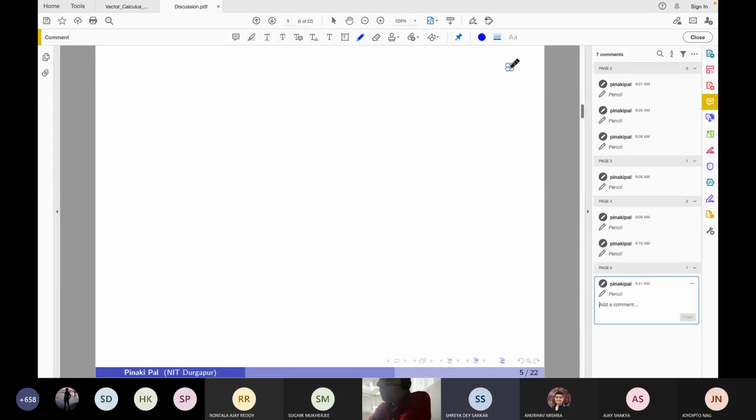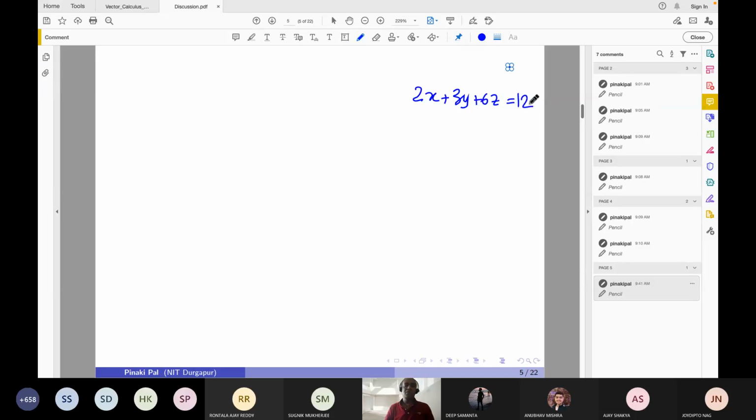So what is the equation? 2x plus 3y plus 6z equal to 12. This is my equation. And let us take it in intercept form: x by 6 plus y by 4 plus z by 2 equal to 1.